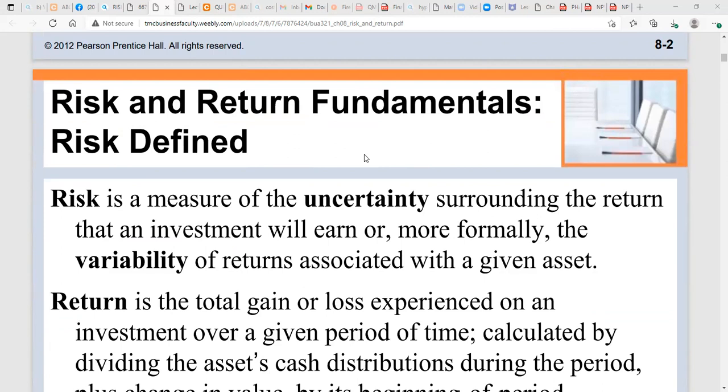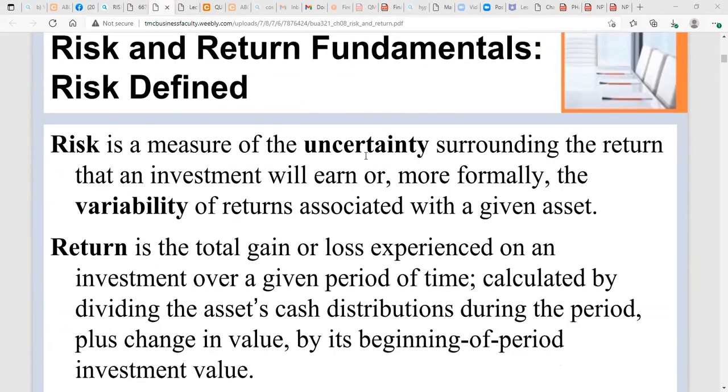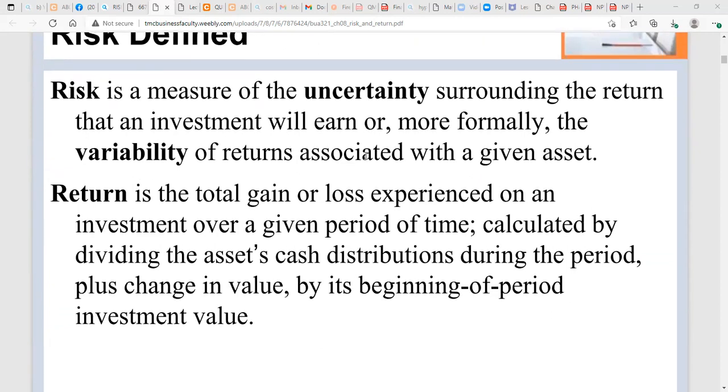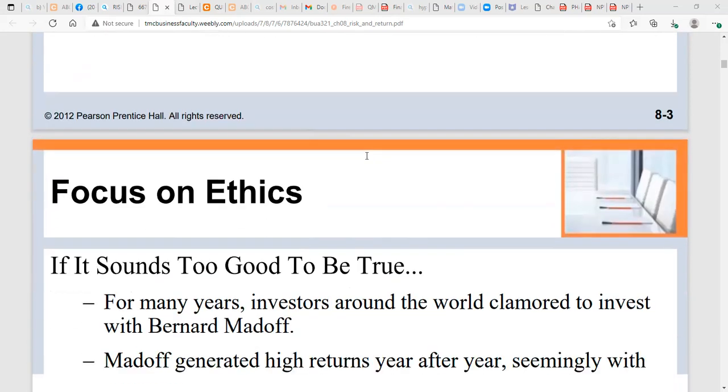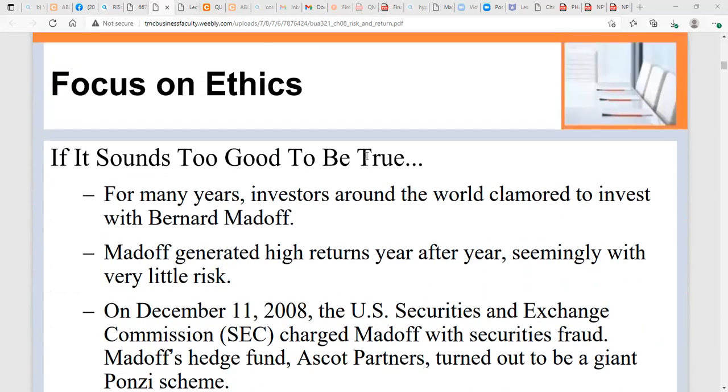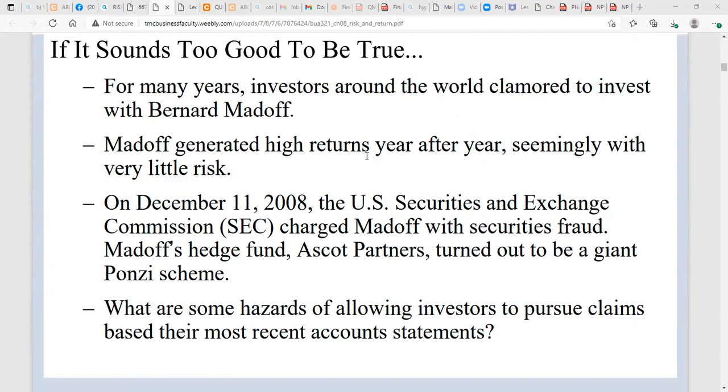Now, a return is simply the total gain or loss experienced on an investment. So you as a manager will need to calculate how much I'm going to earn with the associated probabilities on a particular asset or a portfolio. So we need to understand that there are three types of investors in a firm.